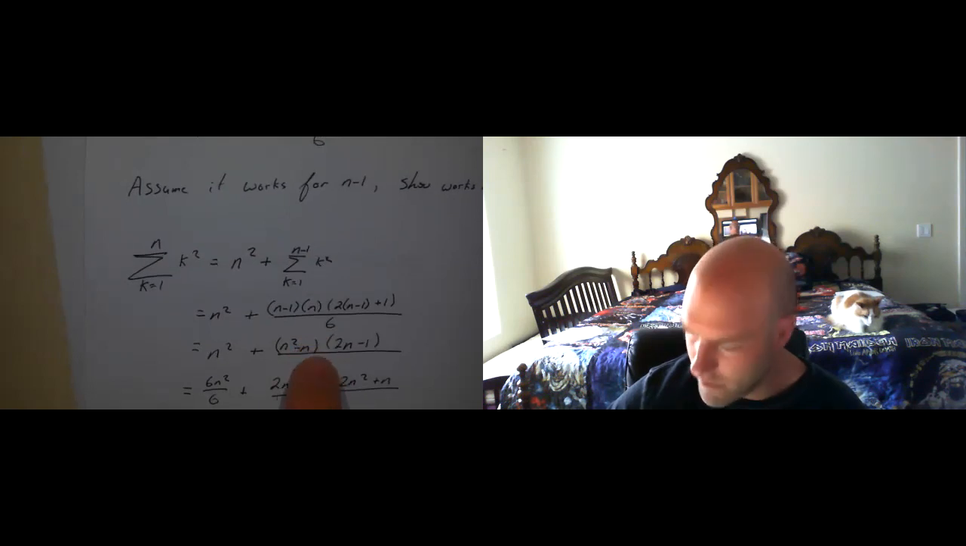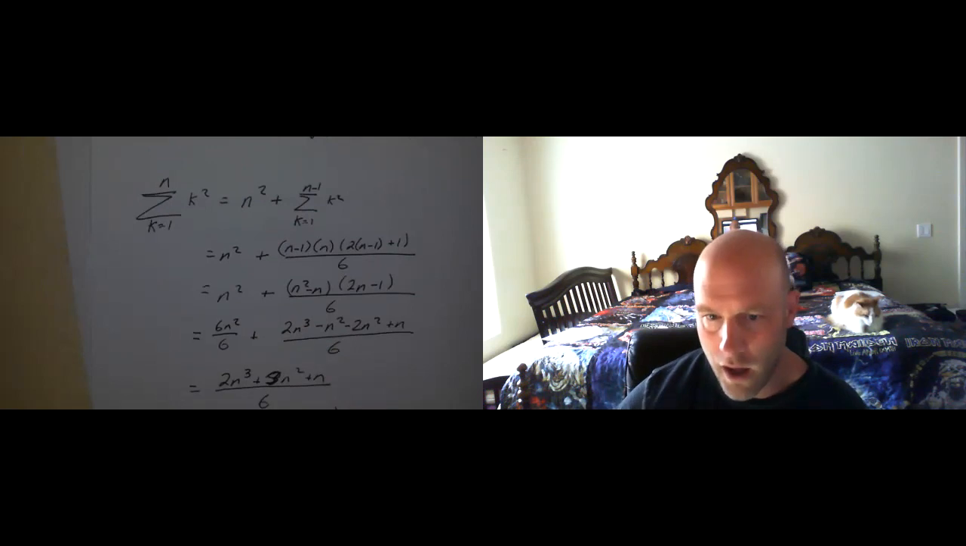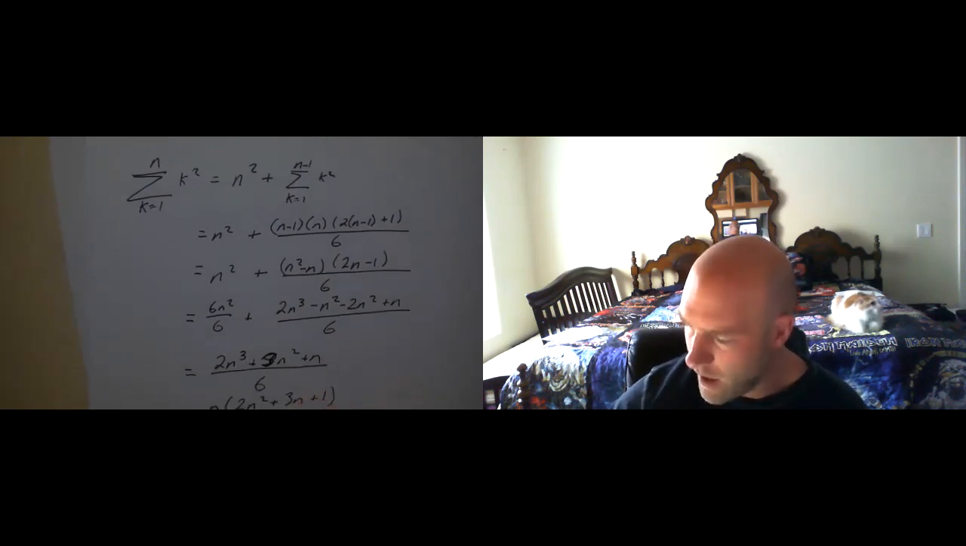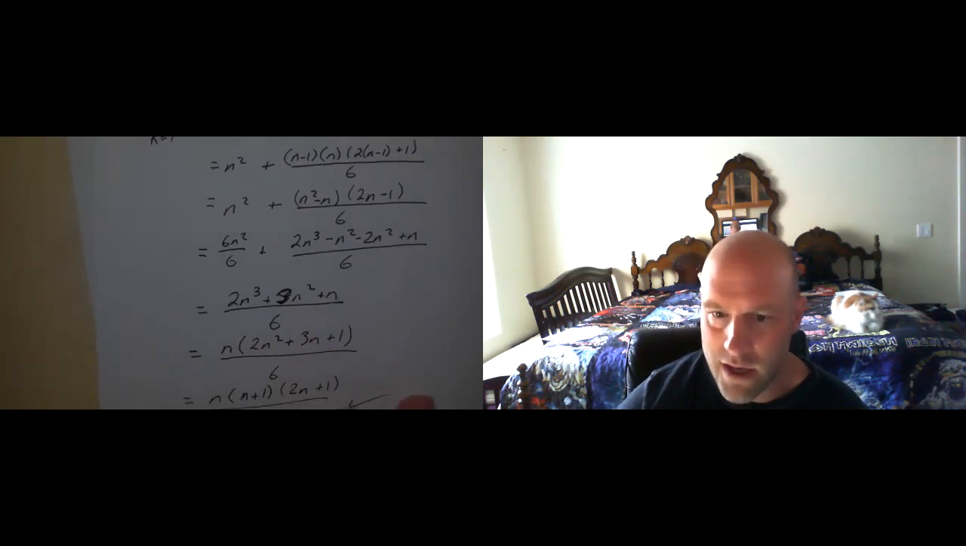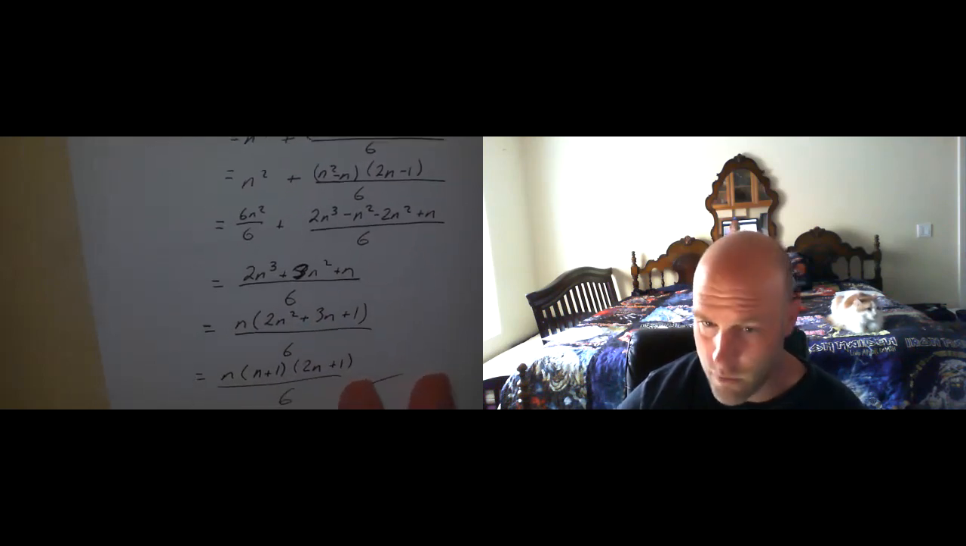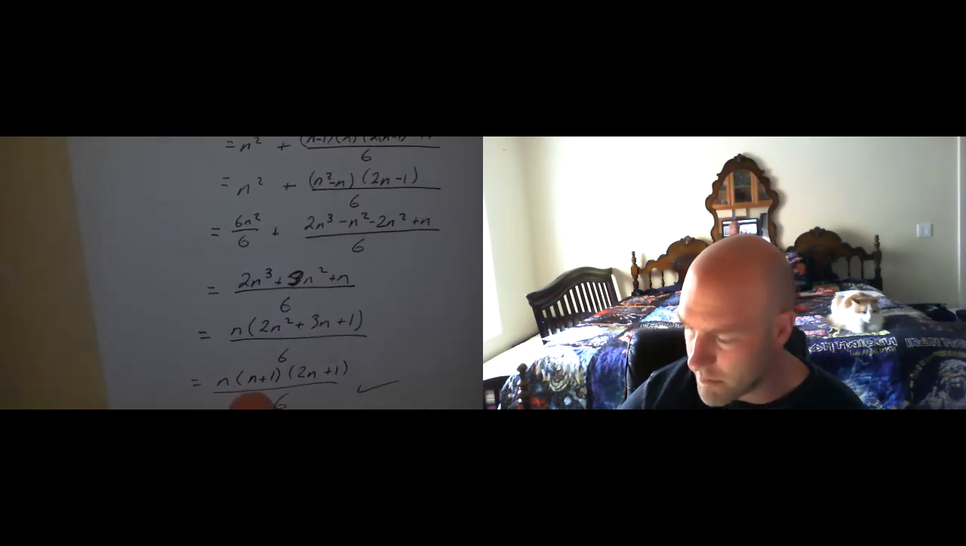And so I did a little simplifying, found myself a common denominator, added things in, and refactored it. And when I did, I found that if it worked for the previous step, the next step can also be written as n times n plus 1 times 2n plus 1 over 6.